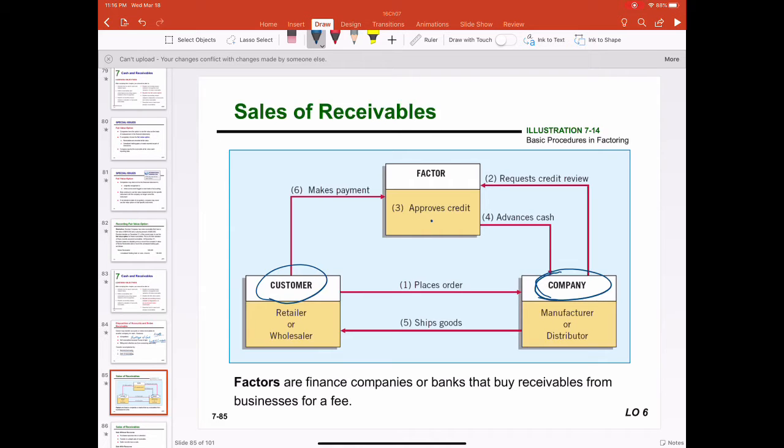First, they request the credit review. The credit review is to check the collectability of these receivables. Then, if the factor approves, the factor will pay the cash, usually at a discount of the original balance of the receivable, to the company. And then the factor becomes the owner of the receivables. Next, the factor will contact the customer and request the payments. So that's the relation.